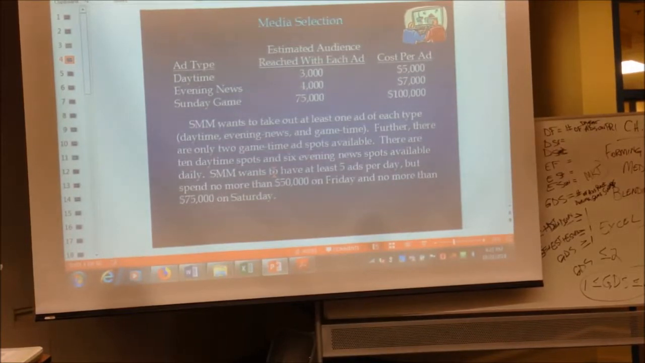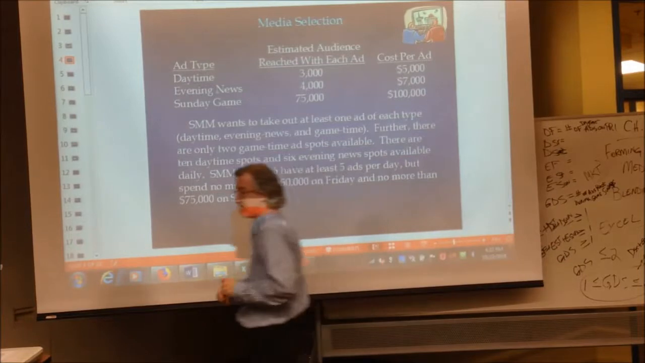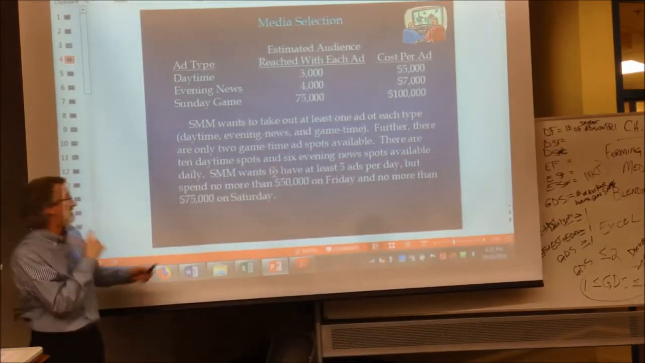It says 5 daily, so now we've got to do Saturday. How many variables are greater than equal to 5 representing Saturday? How many? 2. Daytime Saturday plus evening Saturday. And then Sunday, at least 5 ads for Sunday. You're going to put Friday plus Saturday plus Sunday. 3 variables. Because Sunday has that game time possibility as well as daytime and evening. So there's 3 more variables.